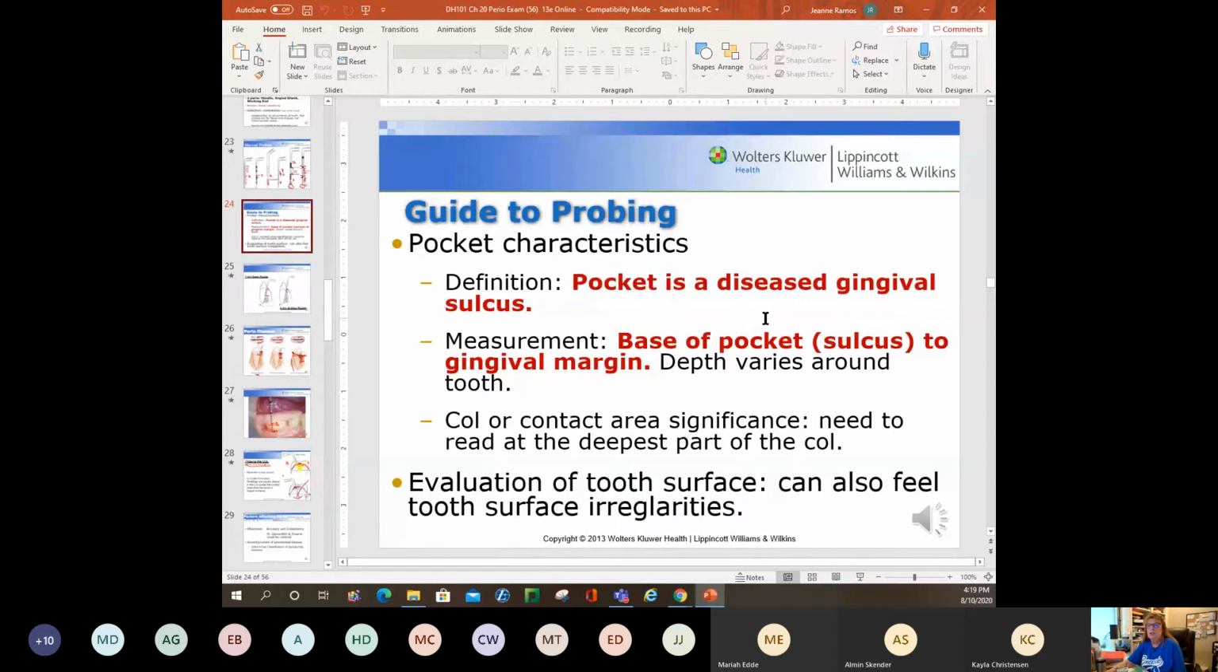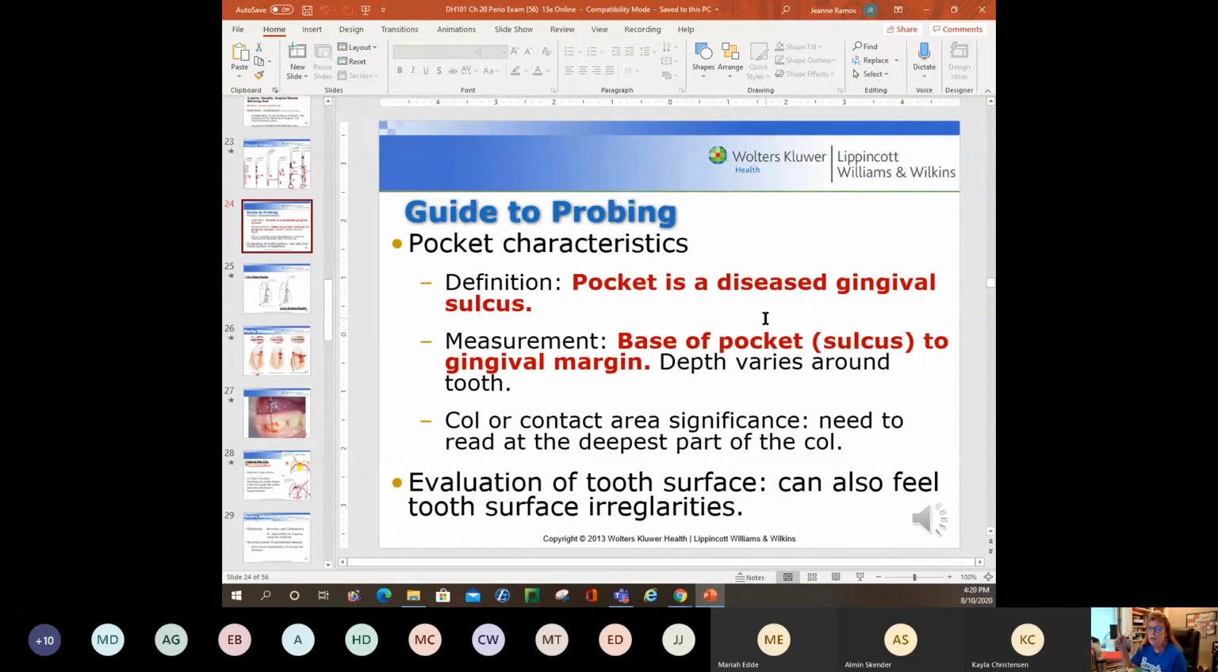So this is good to know, a guide to pocket characteristics. A pocket is a diseased sulcus. We call everything a pocket. When we're in there, we call a healthy sulcus and a diseased pocket a pocket. But on a test, that's not really accurate. What is down there is the sulcus, which is that little free area around a tooth that circles the tooth. If the sulcus is diseased, then it's called a pocket. So a pocket is a diseased gingival sulcus.